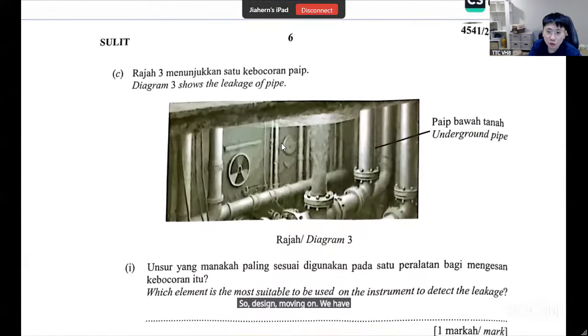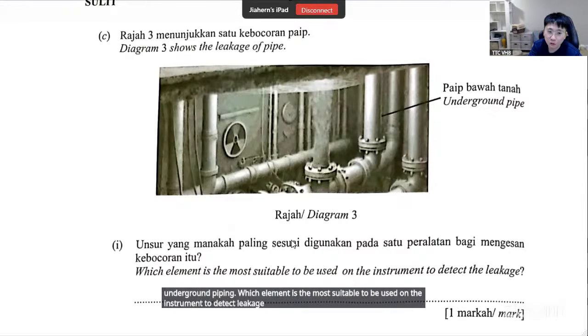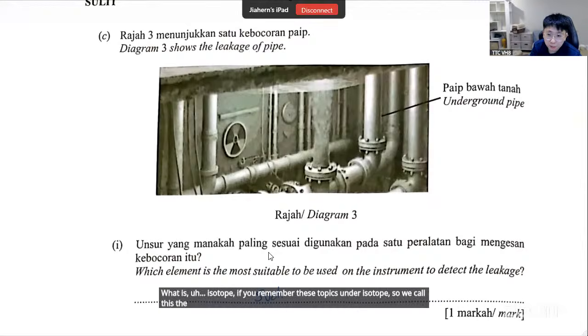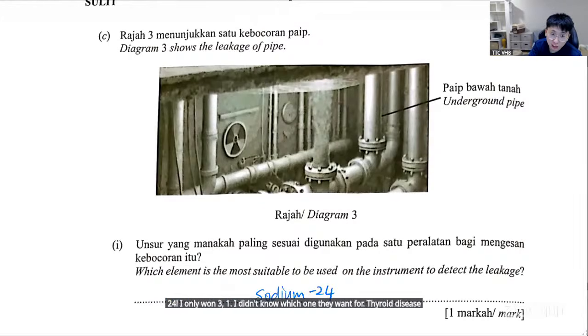We have a picture to show you the leakage of pipe, underground piping. Which element is the most suitable to be used on the instrument to detect leakage? So for here, what is the isotope? If you remember, this topic is under isotope. So we call this sodium 24. Iodine 131, that one's for thyroid disease, to treat thyroid disease.